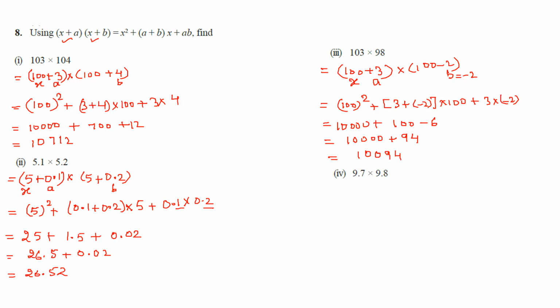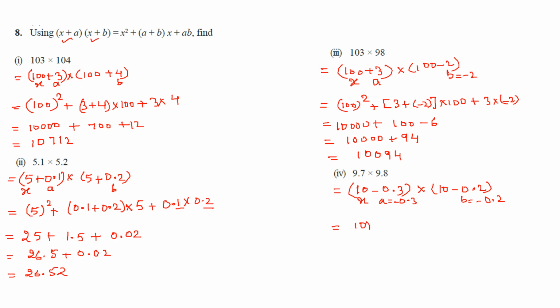Last one, 9.7 × 9.8. Now 9.7 and 9.8 are both near to 10. You can do this in two ways. You can write (9 + 0.7)(9 + 0.8) like that, or you write (10 − 0.3)(10 − 0.2). So it's up to you. Now here your x is 10, your a is −0.3, and b is −0.2. Those who are having confusion with the negative sign, better you use 9 + 0.7 and 9 + 0.8. Like that you can solve.